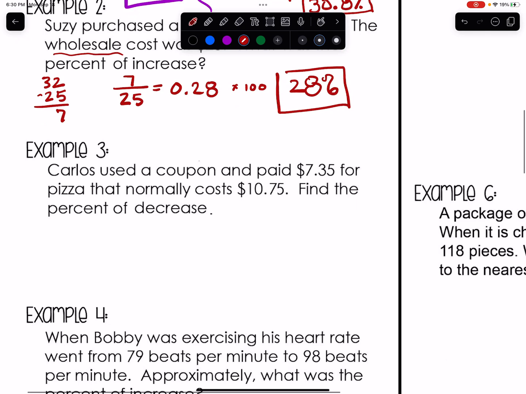All right, moving right along here. Carlos used a coupon and paid $7.35 for pizza that normally costs $10.75. Find the percent of decrease. So first, let's find out how much the price went down by when he used his coupon. $3.40 is the change. The original price of the pizza, like before the coupon, is $10.75. So $10.75. We're just going to divide those on the calculator. And getting another messy decimal.